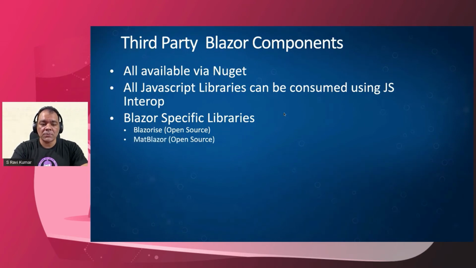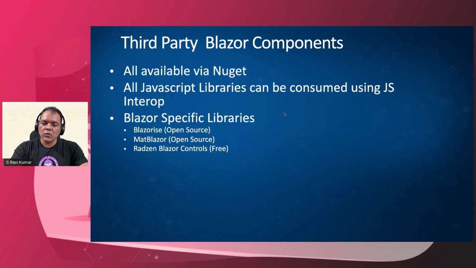Blazorise is one of them. Then we have MatBlazor, then we have Radzen Blazor controls. Of these three, MatBlazor and Blazorise are open source. MatBlazor basically uses Material UI, so those of you who are fond of Material UI or material design can use MatBlazor for that.